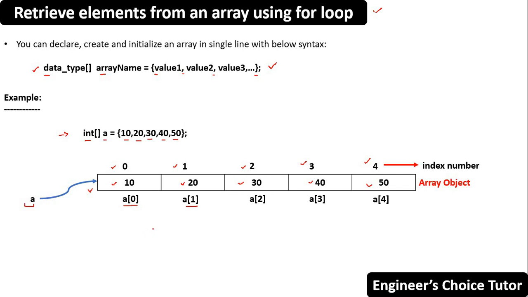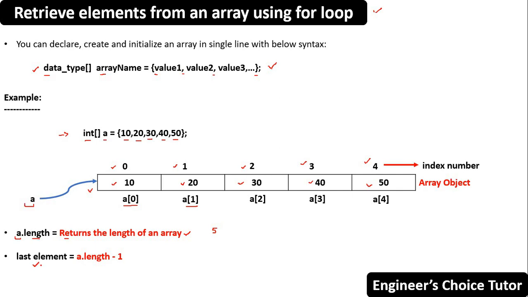Now tell me one thing. How can you get the size or length of an array? By using the length property, right? You call it on the reference variable: a dot length. It returns the length of an array. So if you apply it here, how many elements are present? 1, 2, 3, 4, 5. So length will be 5.